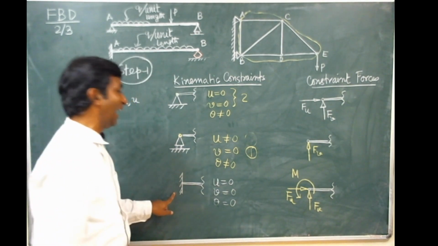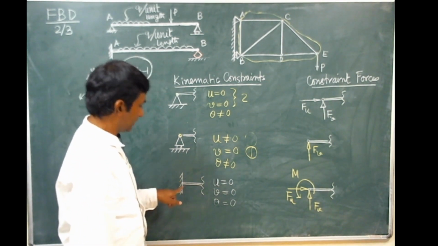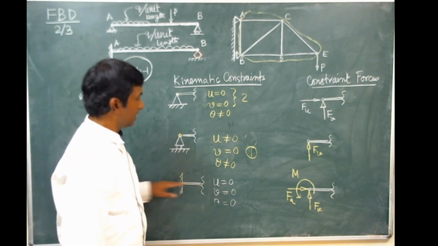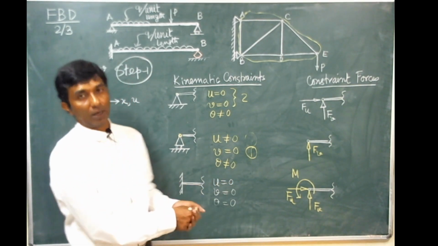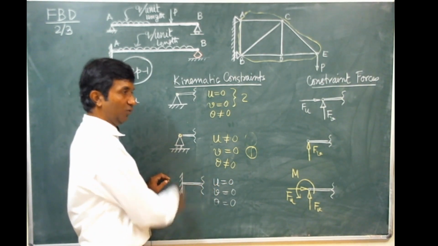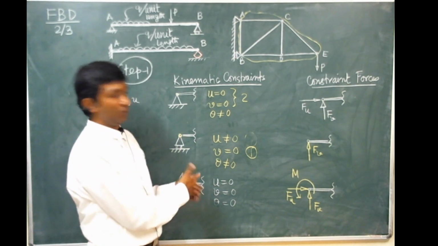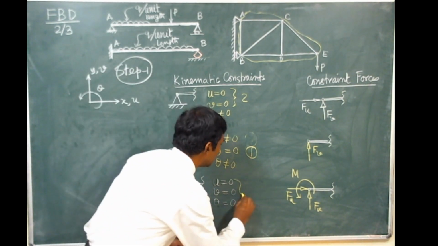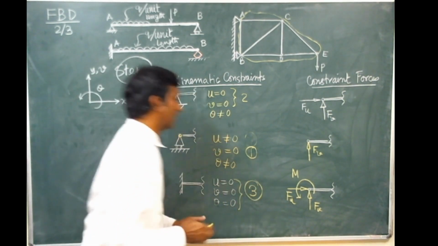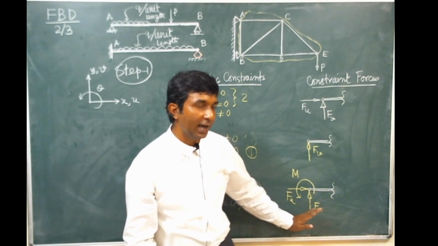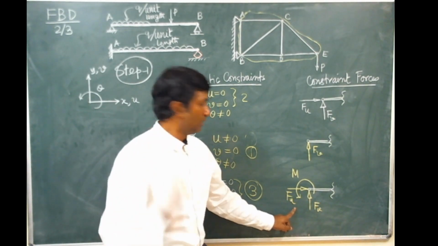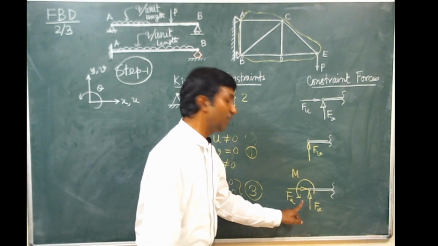When you have the clamp support, this clamp means the displacements as well as the rotation are not allowed. That means u equals 0, v equals 0 and theta equals 0. So you actually have three kinematic constraints. So when you draw the free body diagram, you need three different constraint forces.